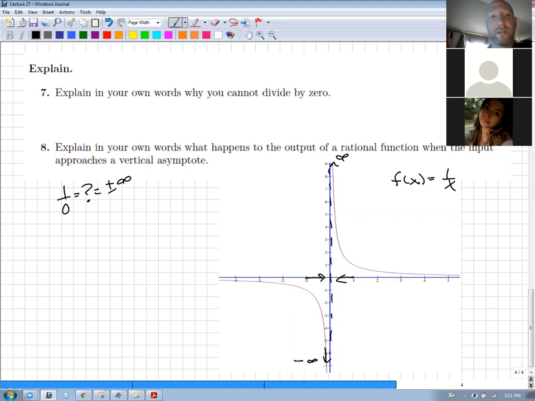So this is an example of taking 1 and dividing by 0, but no matter what you divide by 0, you get a vertical asymptote. So yeah, you get this split here where it goes all the way up and all the way down at the same time. So that's what happens when you approach a vertical asymptote. You get both positive and negative infinity.